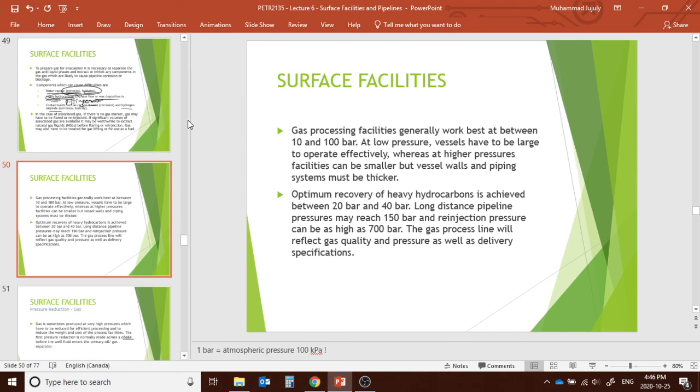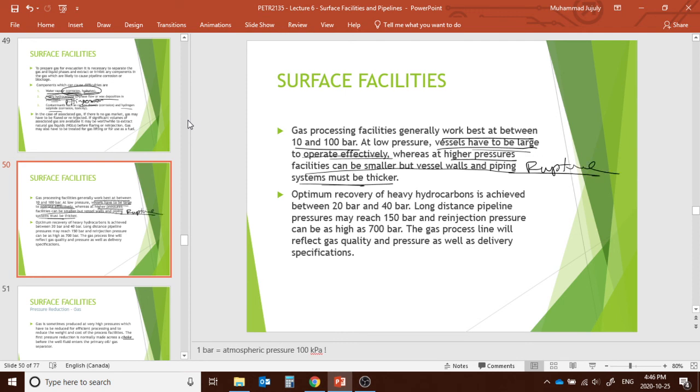Now, gas processing facilities generally work best between 10 to 100 bar. At low pressure, the vessels have to be large enough to operate efficiently, whereas at higher pressure, the facilities can be smaller, but the vessel walls and the piping systems must be thicker. Otherwise, what can happen? Otherwise, it can rupture. So remember that.